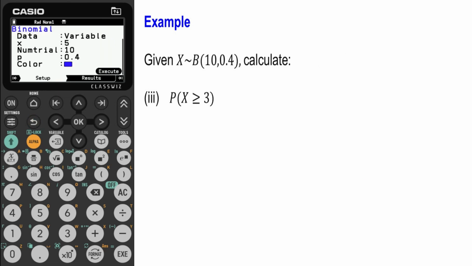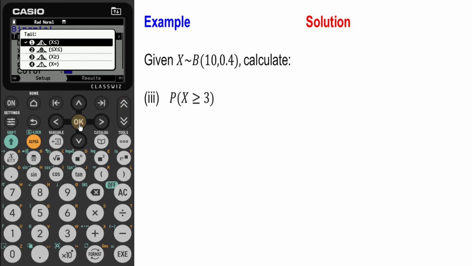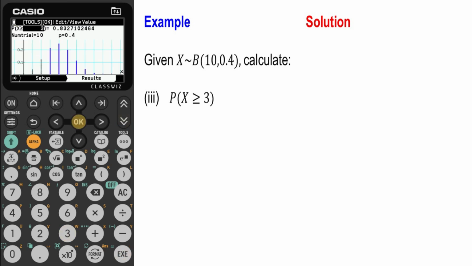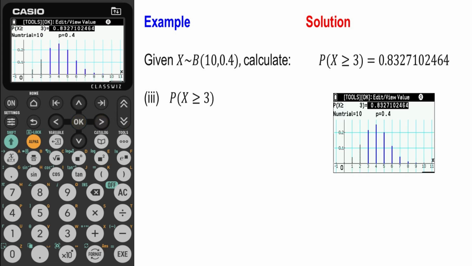For the third example, we have to calculate the probability that X is greater than or equal to 3. Let's change the tail to the third option. We have X is greater than or equal to 3, so in this case, X is 3. Executing, you will find the probability that X is greater than or equal to 3 is equal to 0.832, etc.